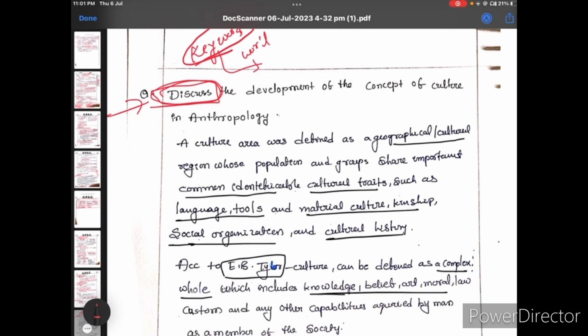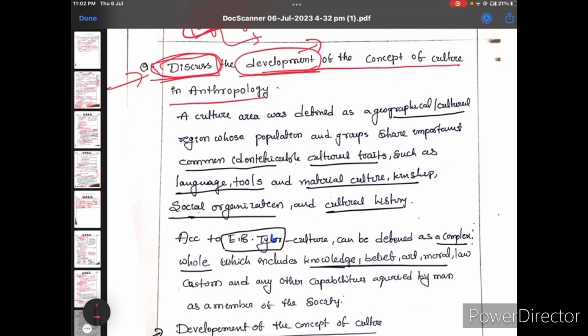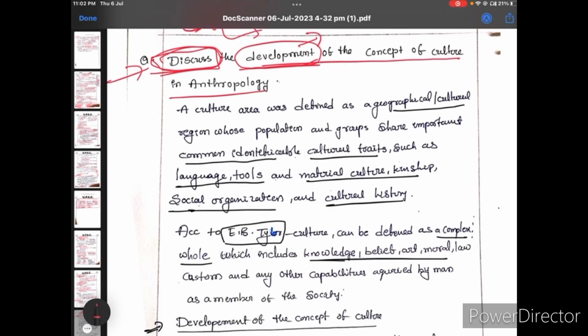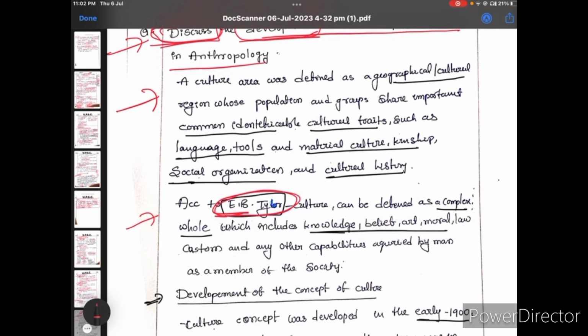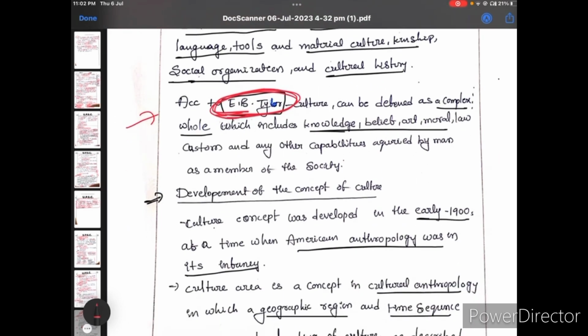Now, discuss the development of the concept of cultural anthropology. See, here the question is asking about development. Remember this: when they are asking about development, you should mention the development areas, views of anthropologists, and the time period also. So first I used the culture definition, and after that the anthropologists' views. You can start with the anthropologist's view also. I used the Tylor definition, which you already know.